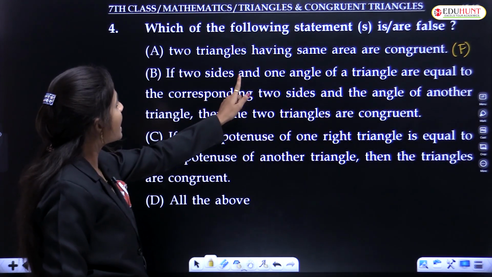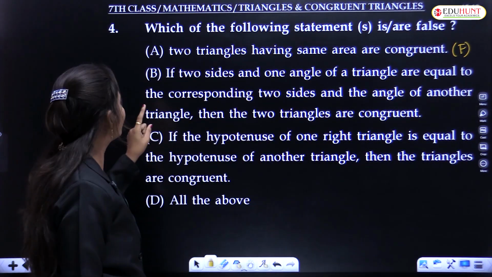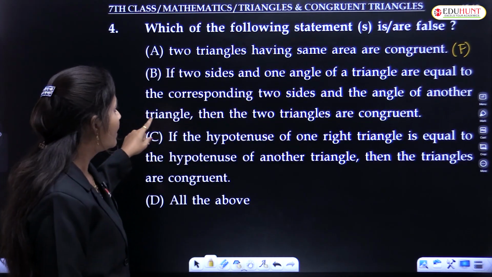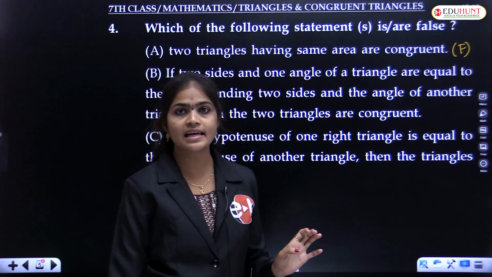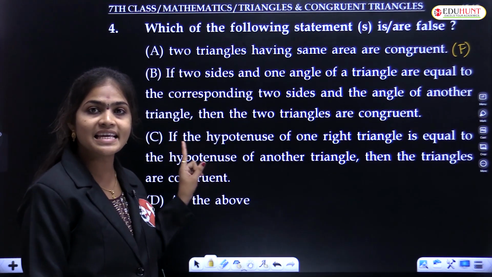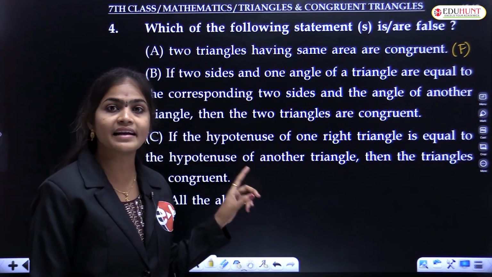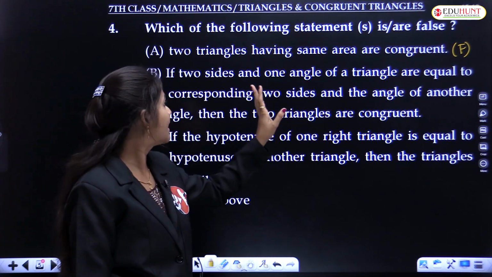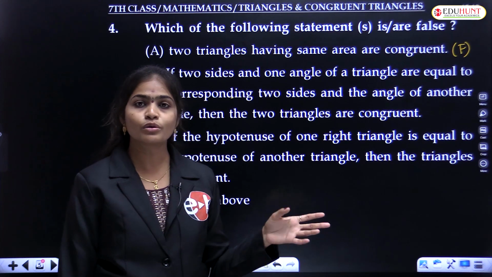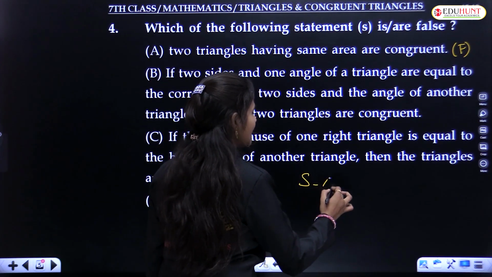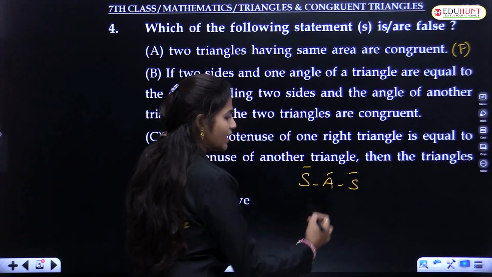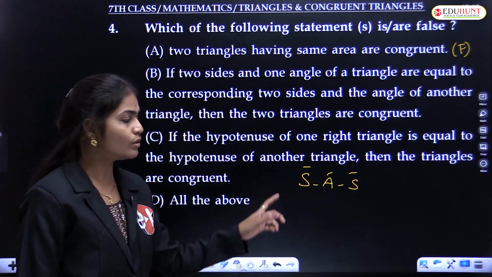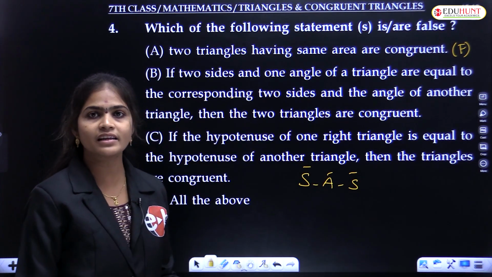Next, if two sides and one angle of a triangle are equal to the corresponding two sides and the angle of another triangle, then the two triangles are congruent. Children, by seeing that second statement, you would simply say it is a true statement, no madam? Why? Because they have given two sides and one angle. Two sides and one angle means SAS. So according to SAS congruency, is it congruent? Is the same axiom satisfied here?